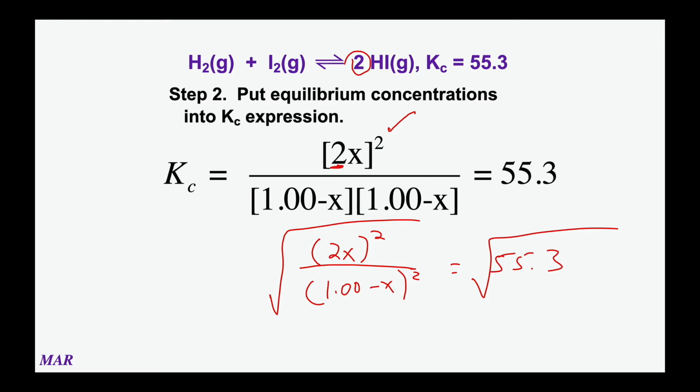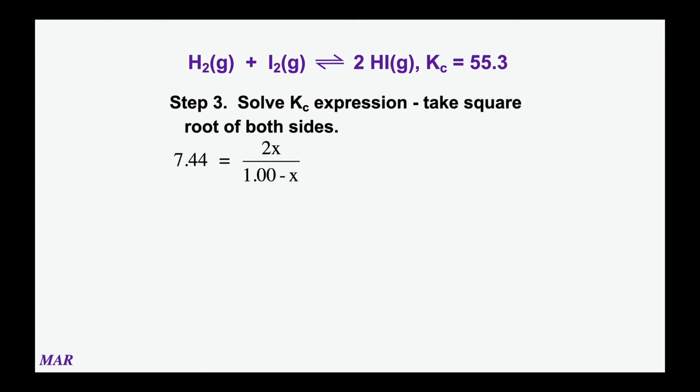But here's the cool part. (2x) quantity squared becomes just 2x. And (1 minus x) quantity squared becomes just 1 minus x when you take the square root. So the square root cancels out the squared parts right there. The square root of 55.3 is 7.44, and the square root of (2x)² is 2x, and the square root of (1 minus x)² is just 1 minus x.